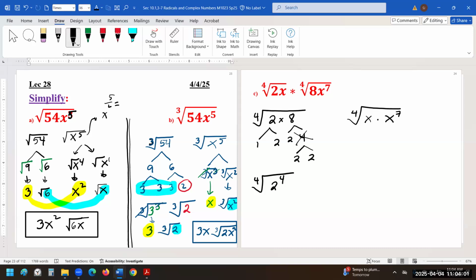Do we have anything extra? Any number extra? 1. But any radical of 1 is 1, right? So you don't have to write it down. If your factor is 1, ignore that. Besides 1, if you have anything else, you must consider that. Fourth root and fourth power, just the 2. And no number extra.